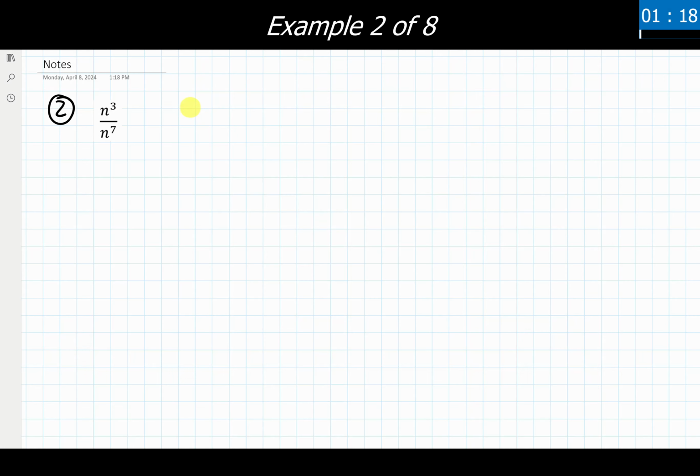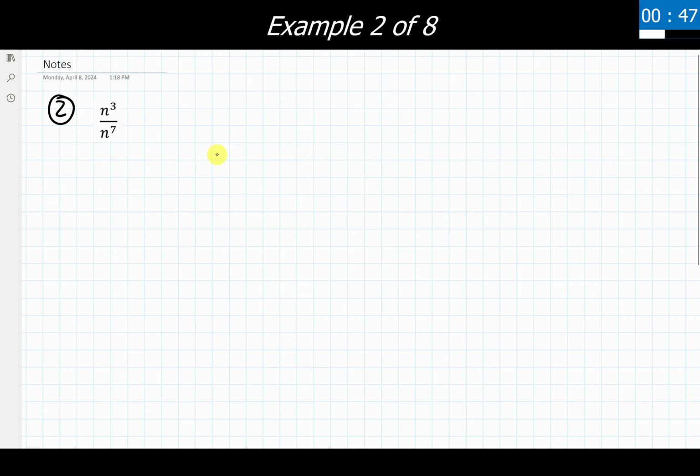Looking at our second example, we're given n to the 3rd power divided by n to the 7th power. In this case, we once again have the bases the same, and they are dividing, the numerator divided by the denominator. But in this instance, compared to the first one, we notice that the denominator has a larger exponent, therefore meaning that our final answer when we subtract these exponents is going to end up in the denominator spot of our fraction. So that means we can write this out.